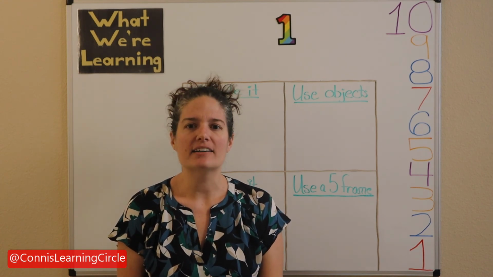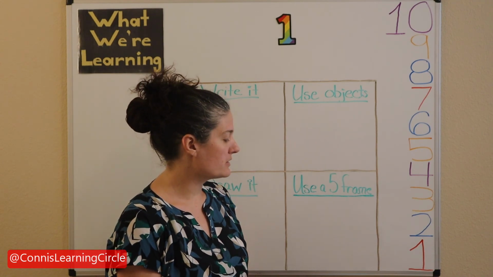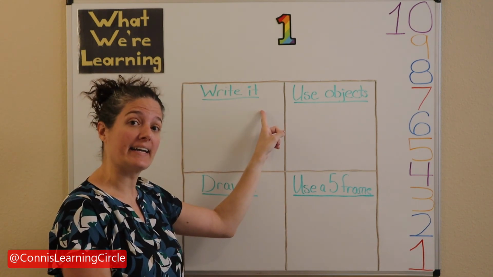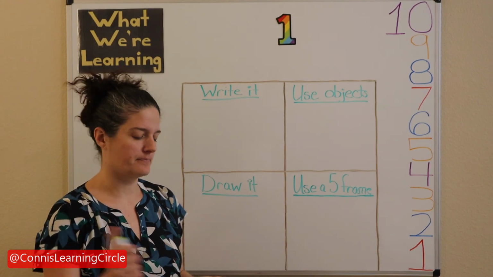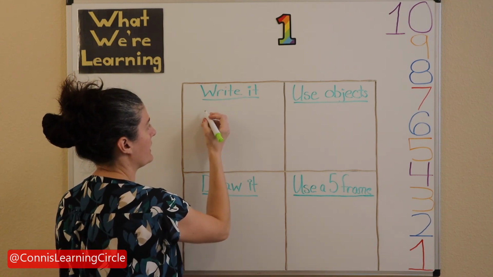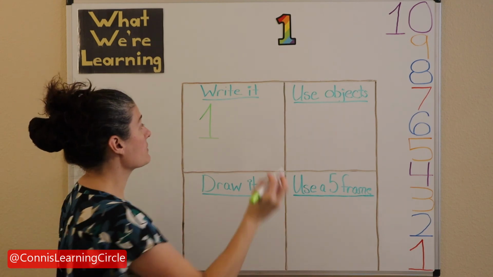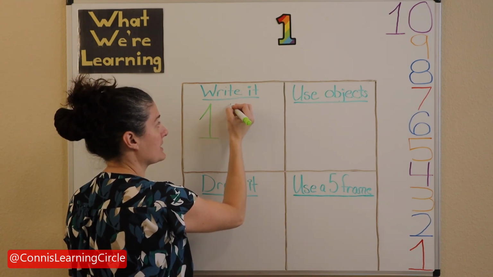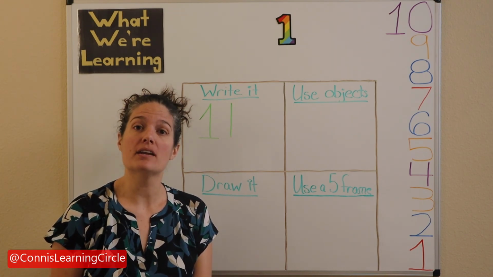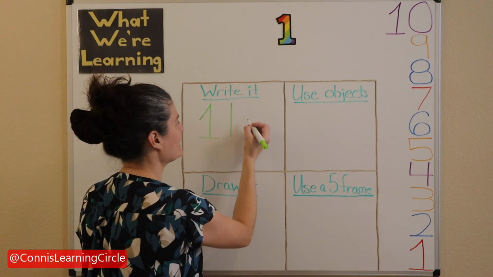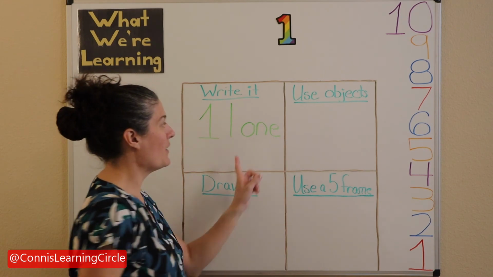Now, there are a lot of different ways we can show the number 1. One of those ways is to write it. We can write the number 1 like this. We can write it like this. It looks just like that one, right? And we can write it like this. Sometimes you'll see it like this. And you can also spell the number 1 like this. O-N-E. 1.